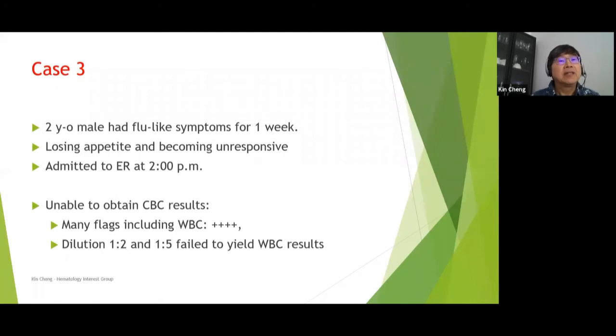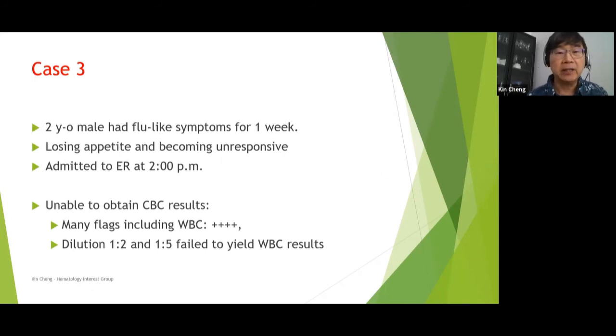And case three, let's move on, is a 2-year-old male who had flu-like symptoms for 1 week and was losing appetite, and was admitted to ER. When the technologist ran the CBC the first time, it gave a high white count, in other words, it was not able to spit out some results. She made a 1 in 2 dilution, a 1 in 5 dilution, and still was not able to get a result. And she started to panic. I just happened to be visiting a hospital, and they were so excited to see me. They said, I don't know what to do, because I cannot get a decent white count on this patient.